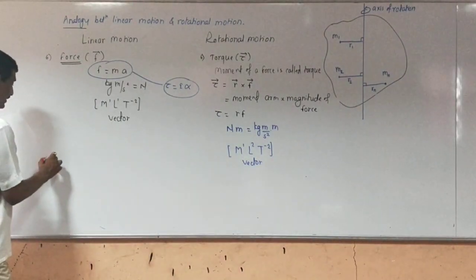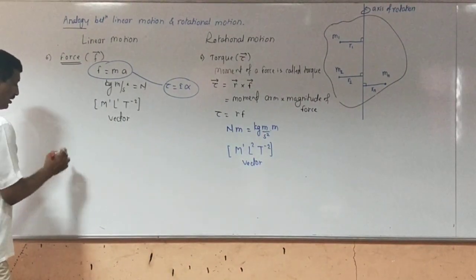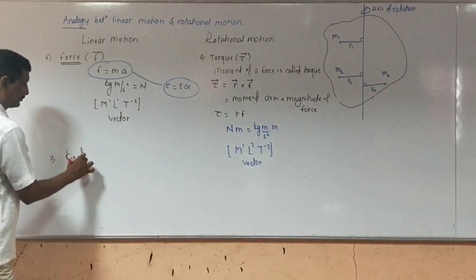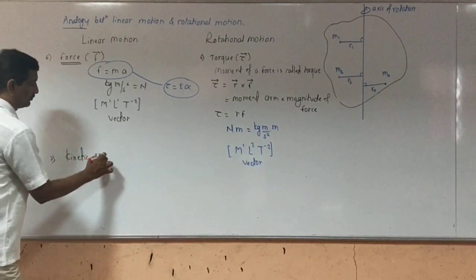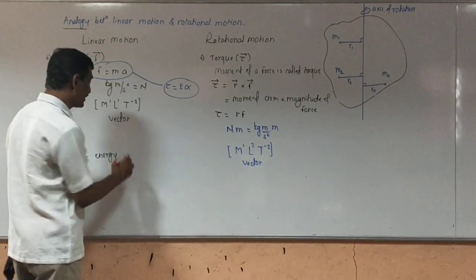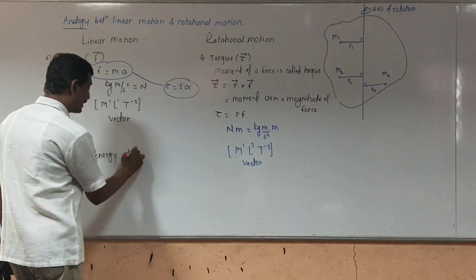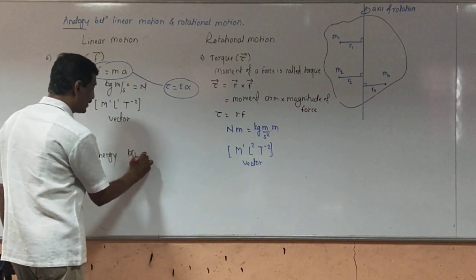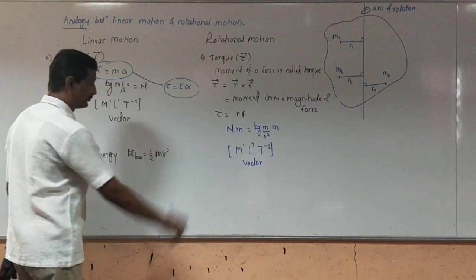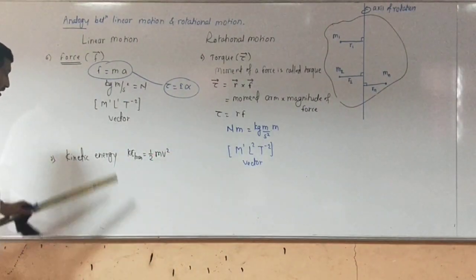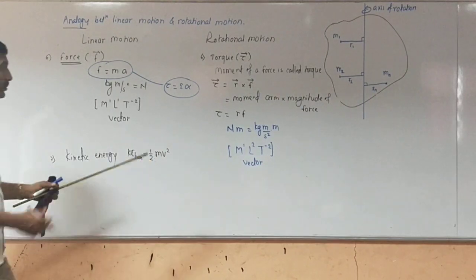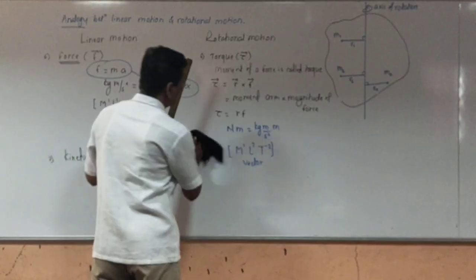Next quantity we consider is kinetic energy. So what is the kinetic energy in case of a translational motion? The kinetic energy in case of a translational motion is 1/2 mv square. Kinetic energy in case of a linear or translational motion is what? It is 1/2 mv square.